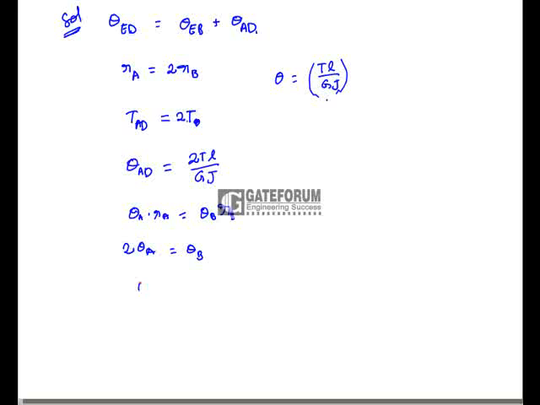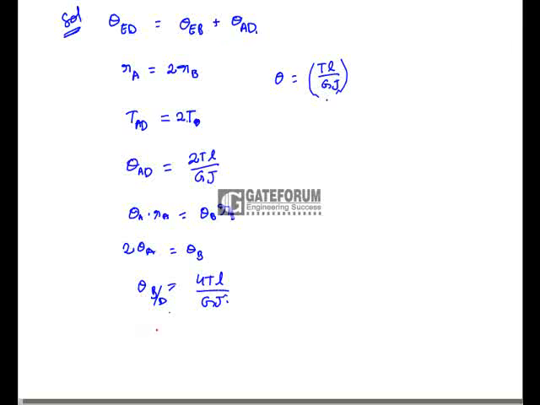So theta B is equal to 2 times 2TL by GJ, so that is 4TL by GJ. This is the total angle of twist from B to D, so you can say theta B by D. But the total angle of twist is equal to theta EB plus theta AD.